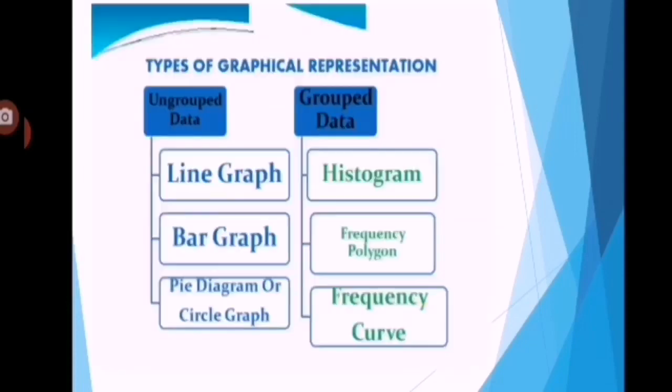Next, we see in this slide types of graphical presentation. Two groups are given. One is ungrouped data, another is grouped data. Ungrouped data is divided into three types: line graph, bar graph, pie diagram or circle graph. And grouped data: histogram, frequency polygon, frequency curve. This is shown in the flow chart in the slide.